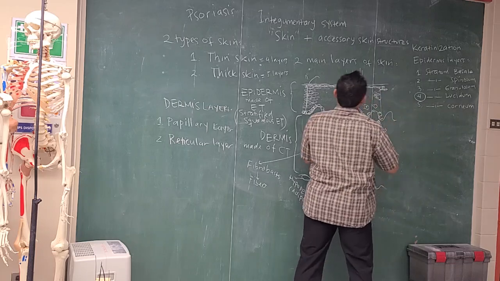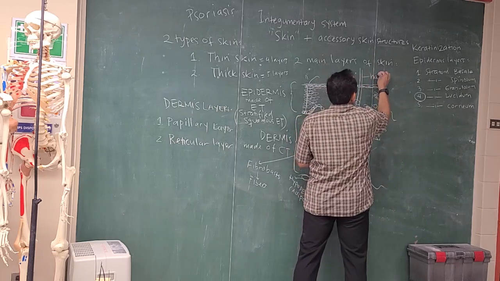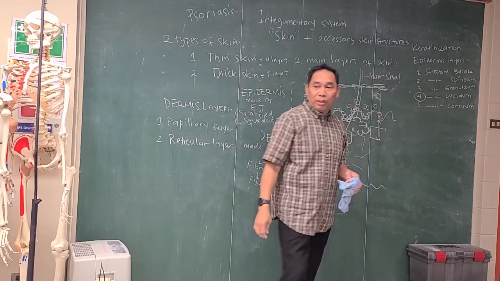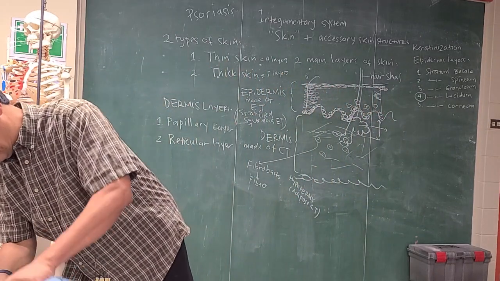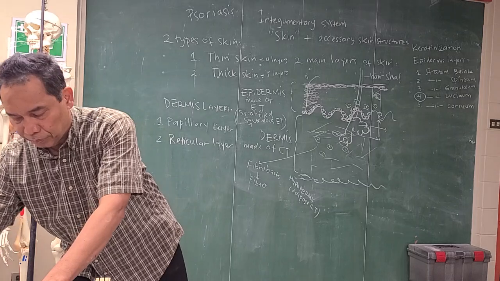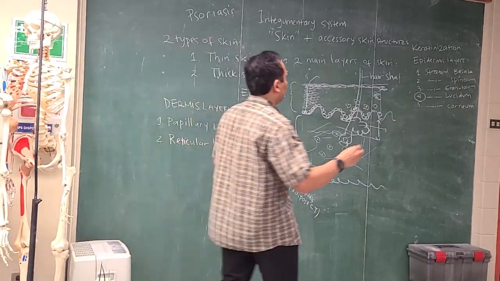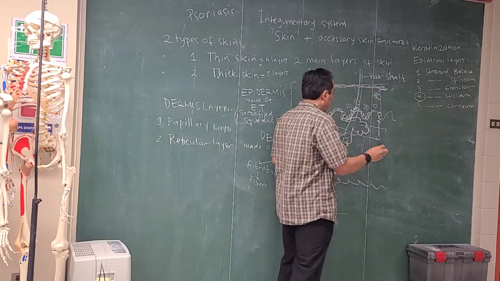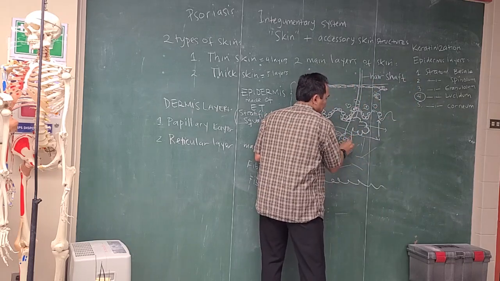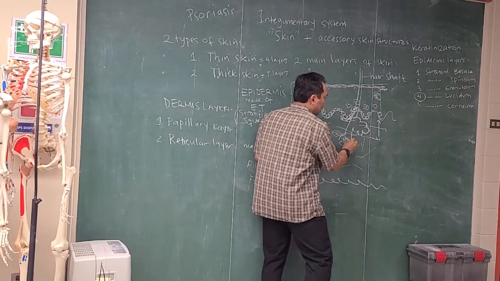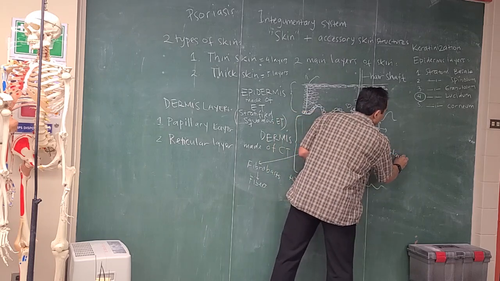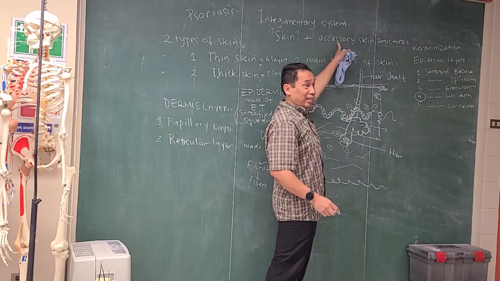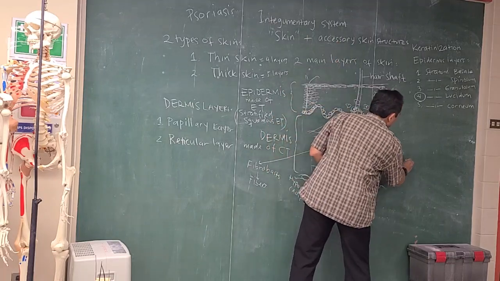Okay, so this is hair. The top one is called the hair shaft. So the one that you see is called the hair shaft. And then the bottom one over here, the one that anchors into the dermis, is called the hair root. So this is one of the accessory skin structures, right? The first one is the hair.